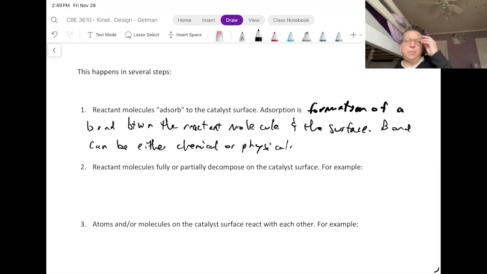A chemical bond is formed when the orbitals of the molecule and the surface mix and form new orbitals. So there are new bonding orbitals formed and new anti-bonding orbitals formed based on the original orbitals. A physical bond is more like a dispersive interaction, like a Lennard-Jones type interaction, where the electronic structure of the molecule and the surface are perturbed, but no new orbitals are formed. When a molecule adsorbs to the surface, it can be either physical or chemical.